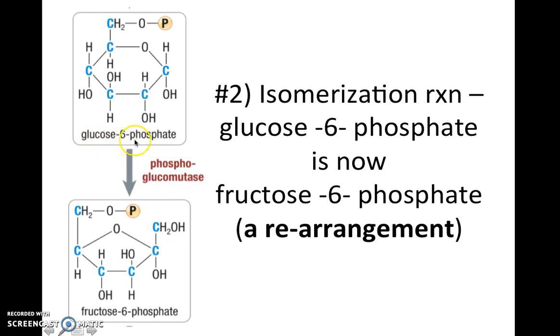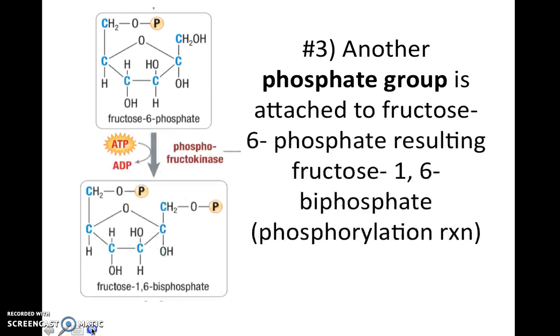In this case, we have glucose 6-phosphate going to fructose 6-phosphate. If we look here at glucose, we have a hexagon with 1 carbon above the ring. Here we have fructose, which is a pentagon with 2 carbons above the ring. So it's just an isomerization, a rearrangement. Over here, we have fructose 6-phosphate going to fructose 1,6-bisphosphate. So ATP is going to ADP, and another phosphate has been dropped off on the number 1 carbon. This is considered a phosphorylation reaction.